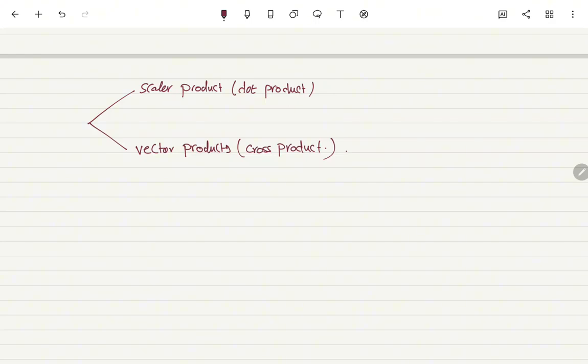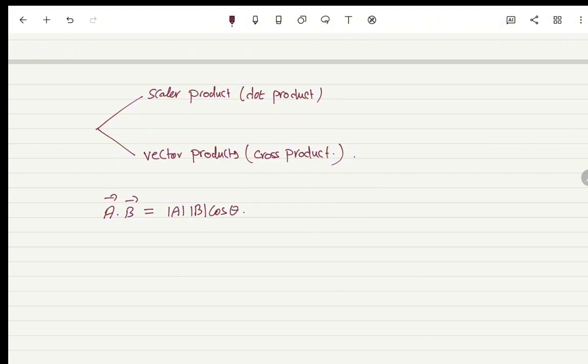When you dot product two vectors, a dot b is equal to the magnitude of a times the magnitude of b times cosine theta. When you dot product two vectors, the answer is a scalar quantity. So a dot b is equal to a scalar quantity. And the name scalar product comes from this definition.